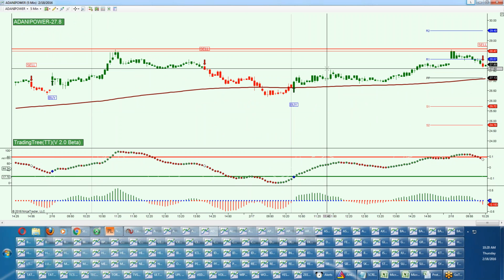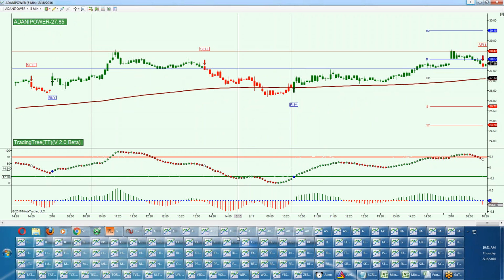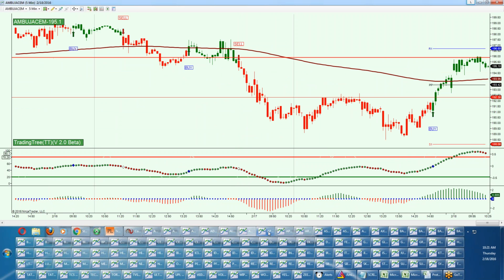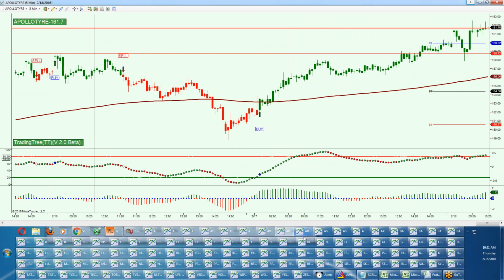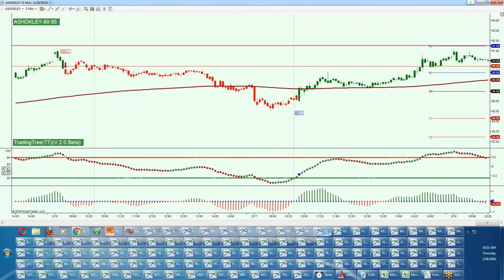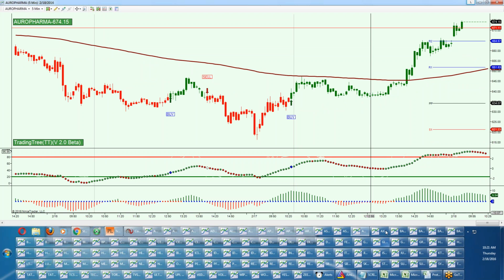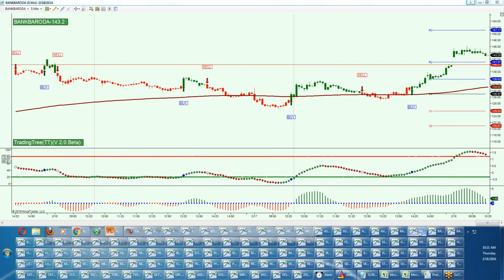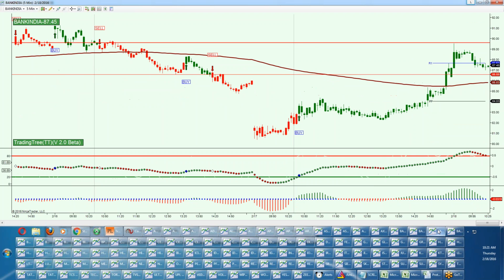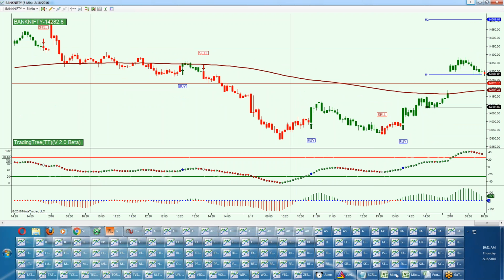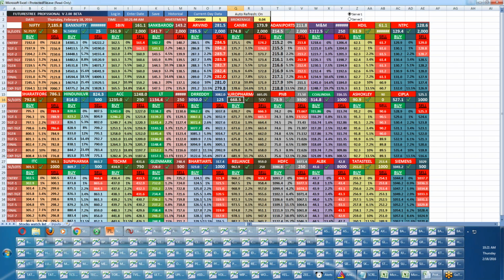Adani Power, we have a sell. So you can short it below this. It's 27.60. So this buy is not triggered. So you can just remove that line. Nifty will be a sell.